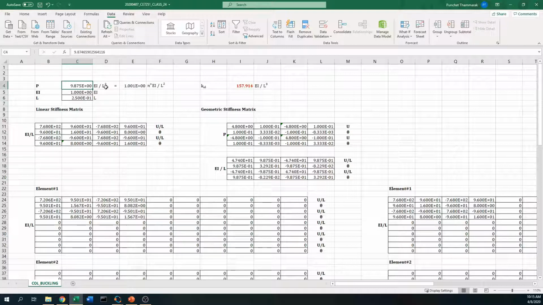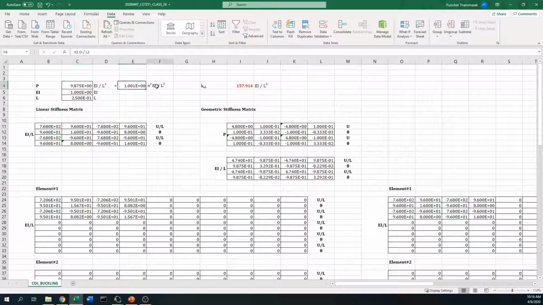9.875 something times EI over L squared. In order to make it 9 point something, what is it? Actually, if you think of the Euler buckling load, which is the PE, what is PE? PE is pi squared EI over L squared.